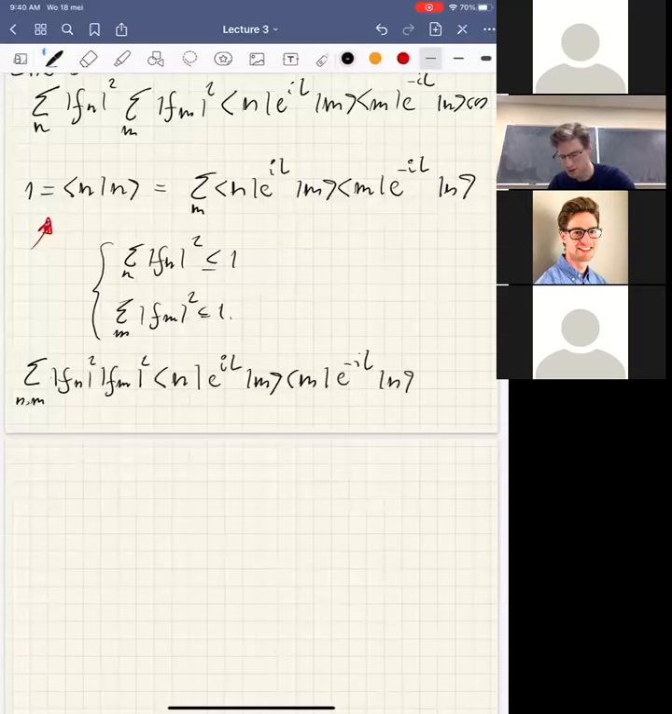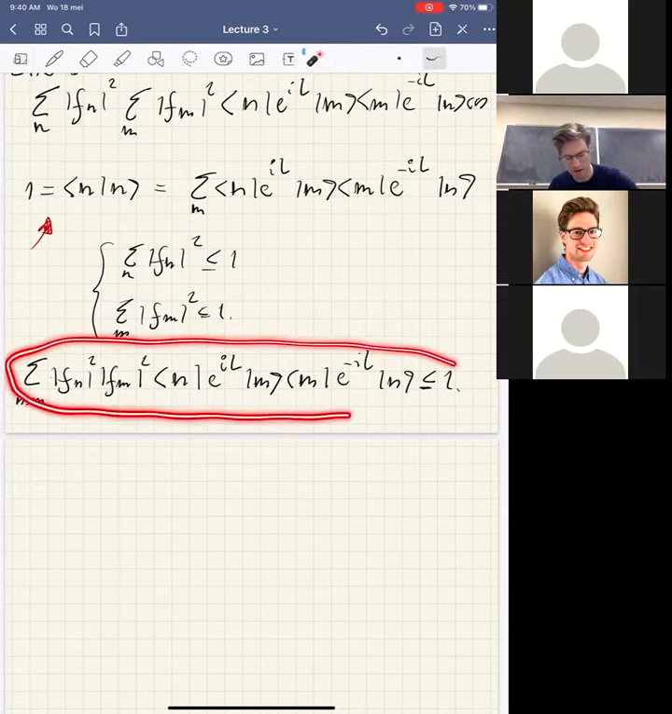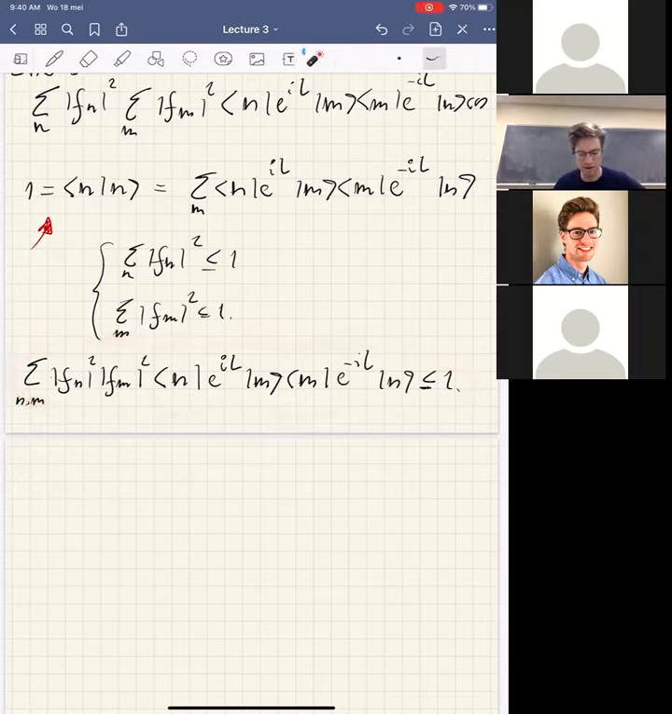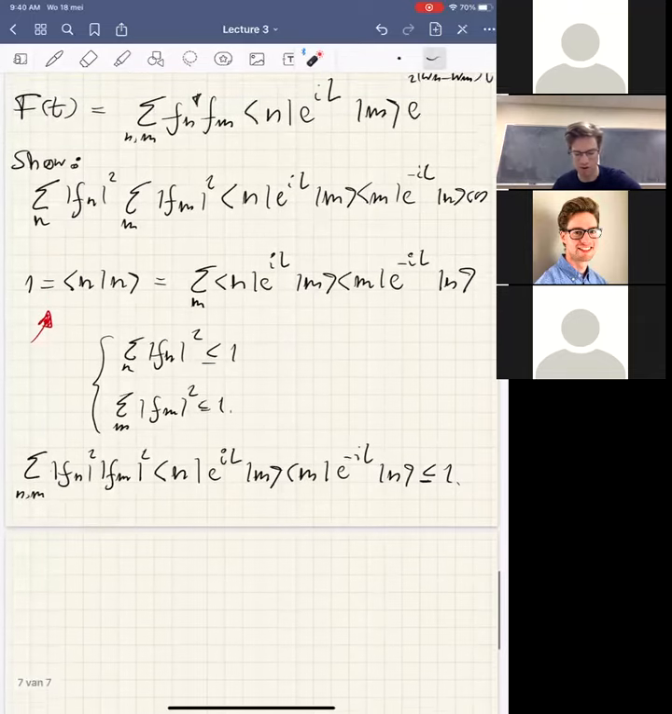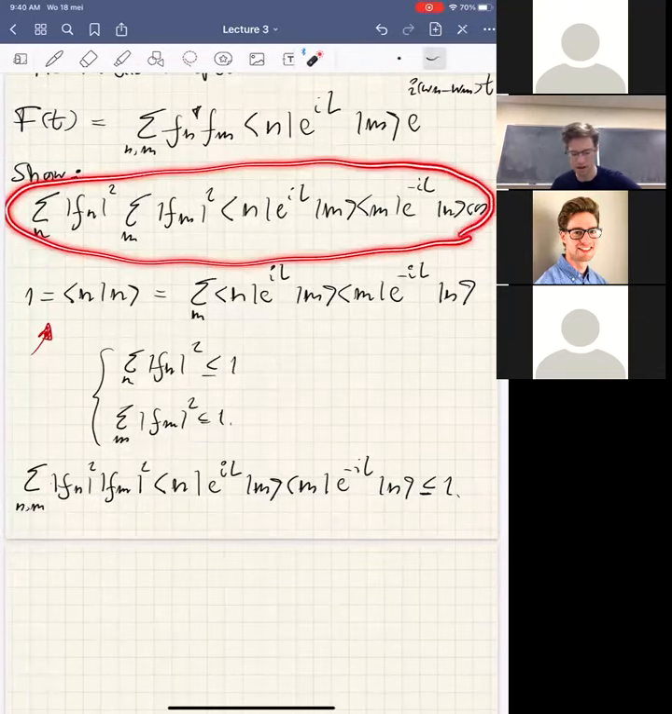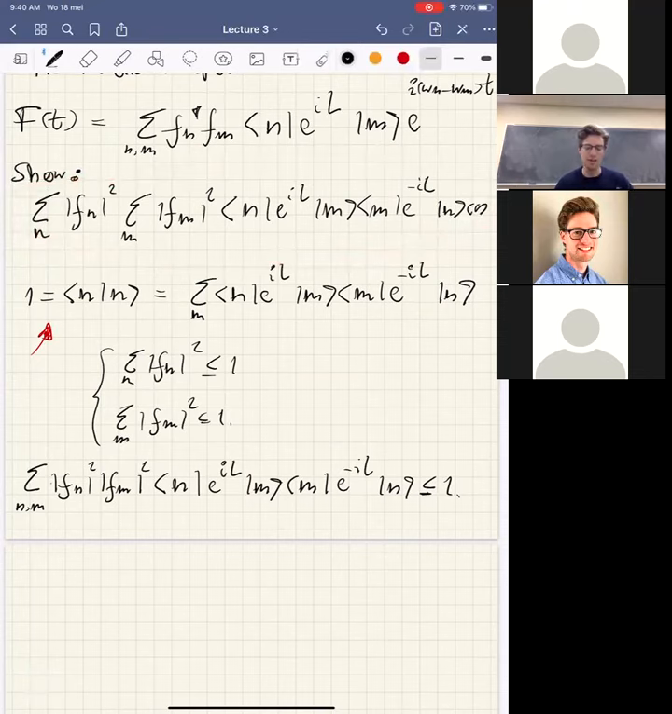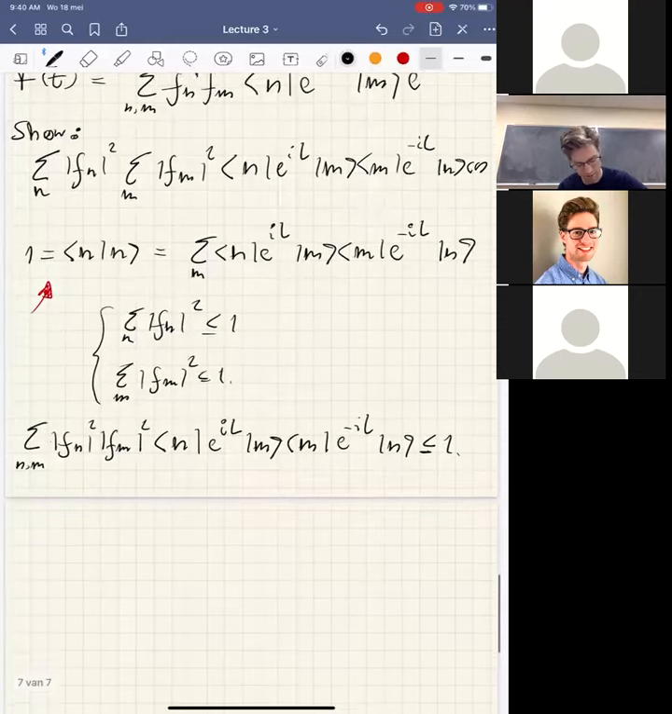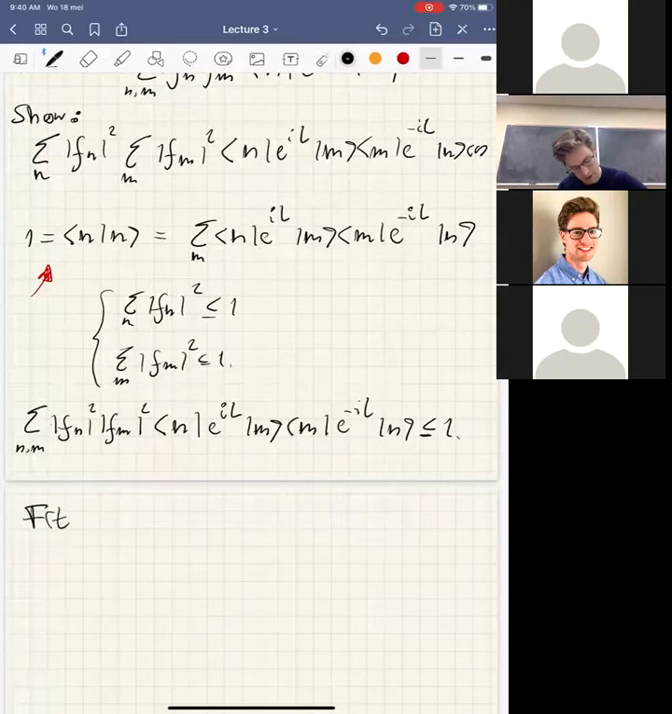So now what we see is that this should be smaller or equal than 1. But what's important now is that these particular coefficients are bounded. This is precisely what we're aiming to show, that this is bounded by infinity. So our conclusion is that if we can do this expansion of f of t in terms of energy eigenstates, what we find is that f of t must be quasi-periodic.